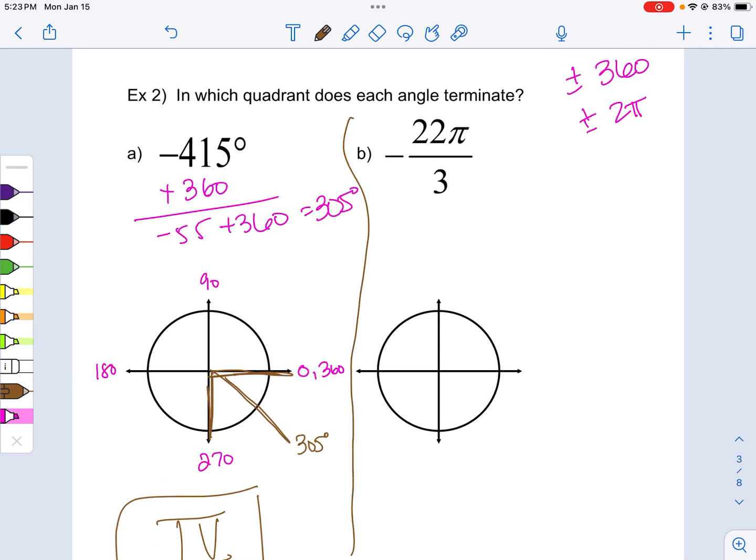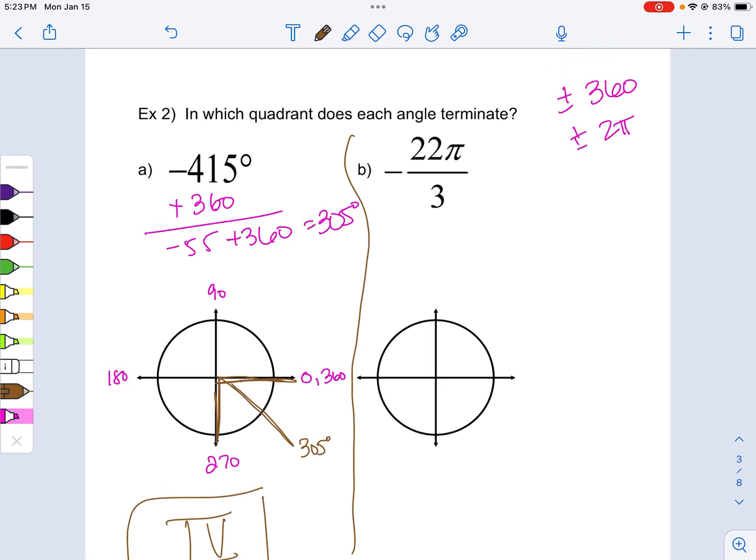All right, same idea for the next one, except we are going to do this one in radians. So instead of adding and subtracting 360, we're going to add and subtract some form of 2 pi. We did this the other day in class. Well, I know that my denominator has to be thirds. So if I double 3, 2 pi gives me 6 pi over 3. So what we need to do is add 6 pi over 3.